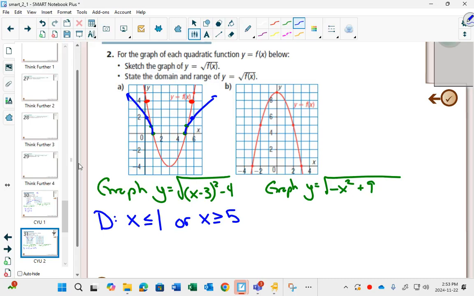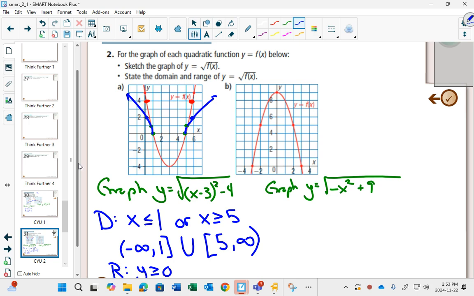And in interval notation, this would be negative infinity to 1 with a square bracket, or is a big U, square bracket, 5 to infinity. So just showing you that different notation. The range is still y is bigger than or equal to 0.